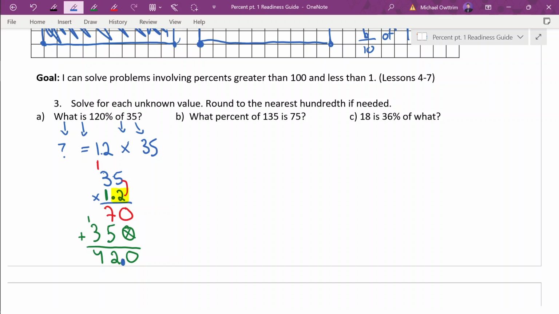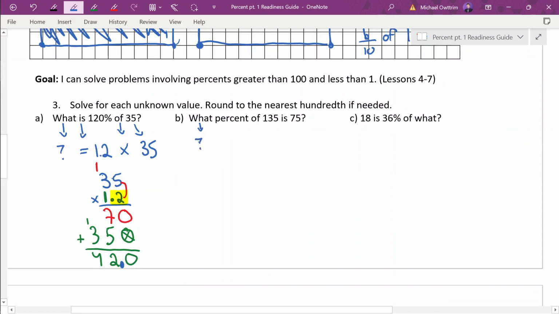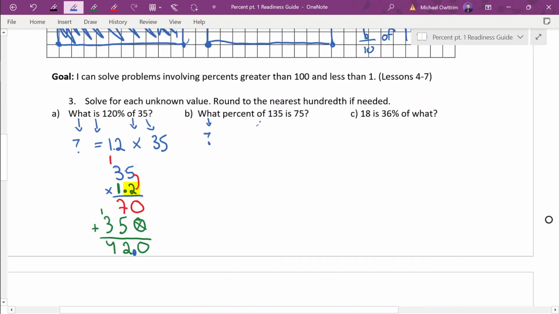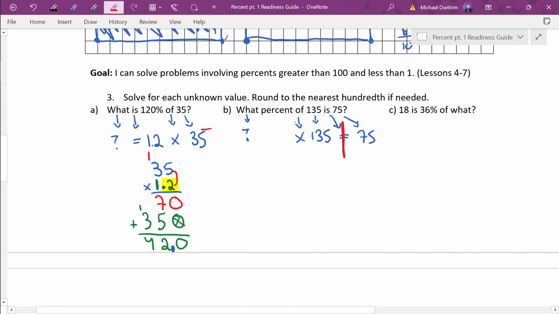Okay. Next one, same kind of starting point, so let's go ahead and write our question mark for our what. Our of is a multiply sign, 135 is just 135. Is our equals, and 75 is just 75. Our problem here is if we look where the equal sign is, our question mark is not by itself.